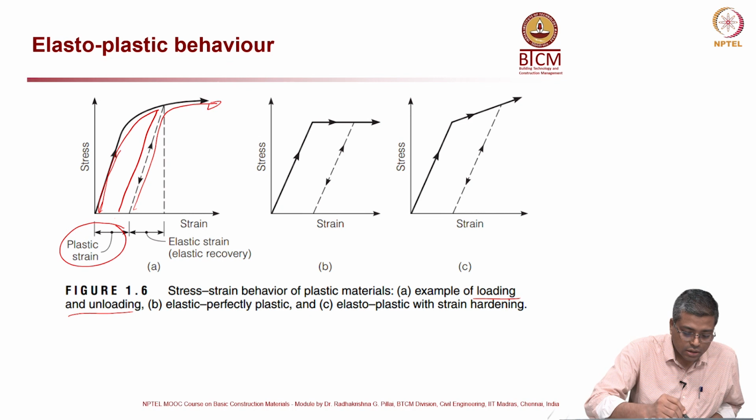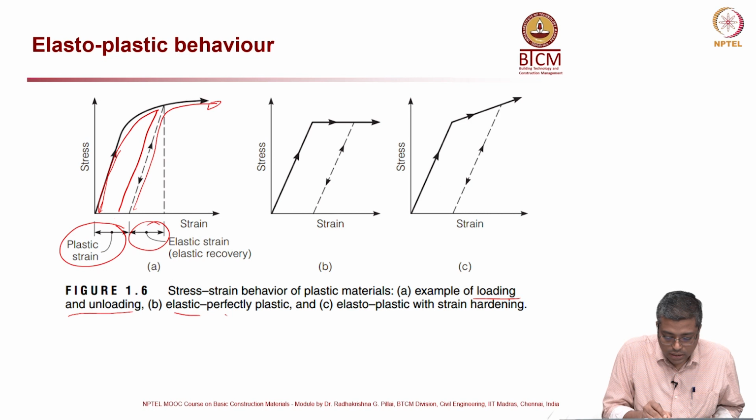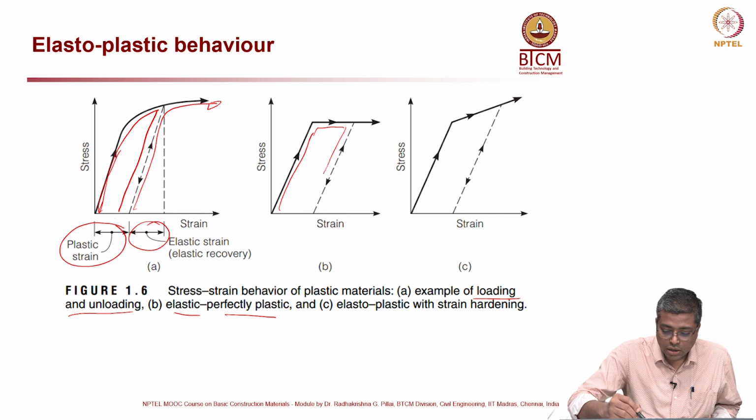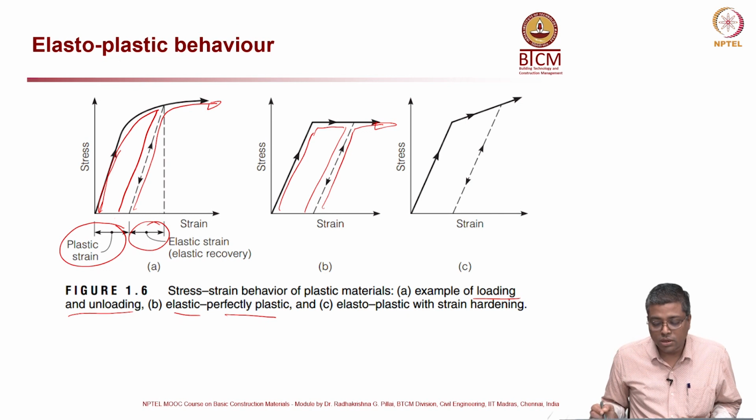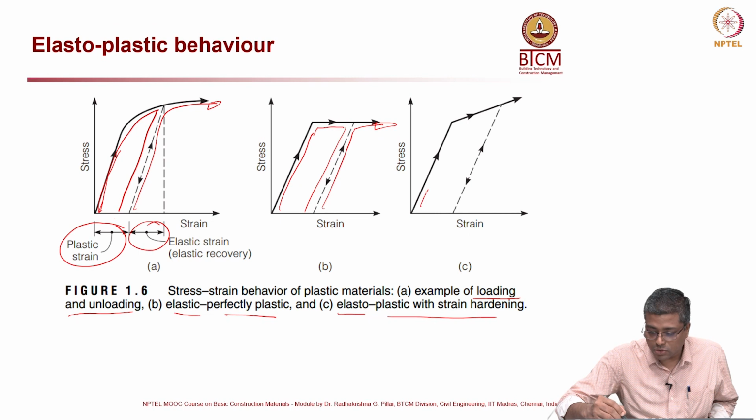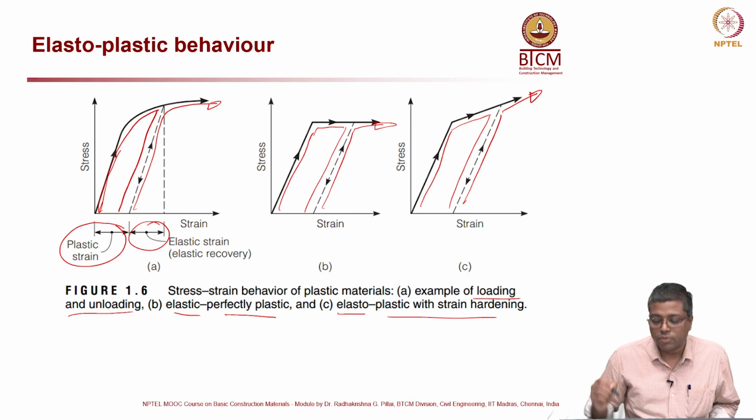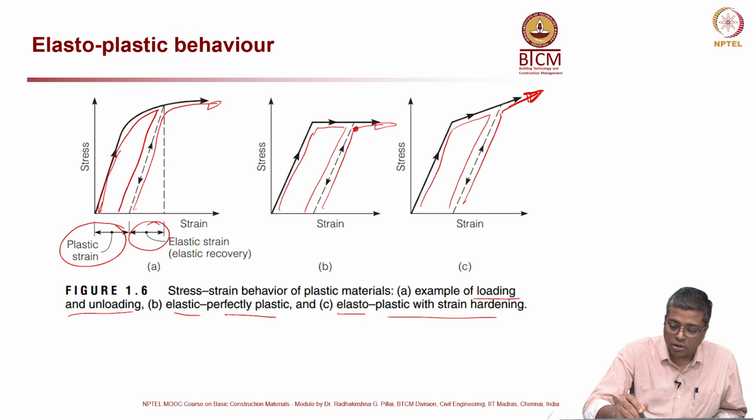Now, the second one, elastic and then perfectly plastic. So, this is the elastic region, and then it goes flat. That means perfectly plastic. And then elastic and then plastic with strain hardening. So, here it is an elastic region, it comes back, and then plastic with strain hardening. Strain hardening means, why am I saying so? Because the stress is also increasing after that point. In the second case, the stress is not increasing, only strain is increasing. That is a perfectly plastic scenario.